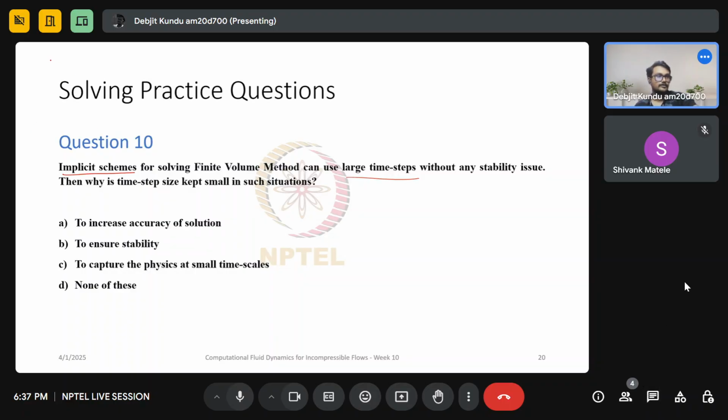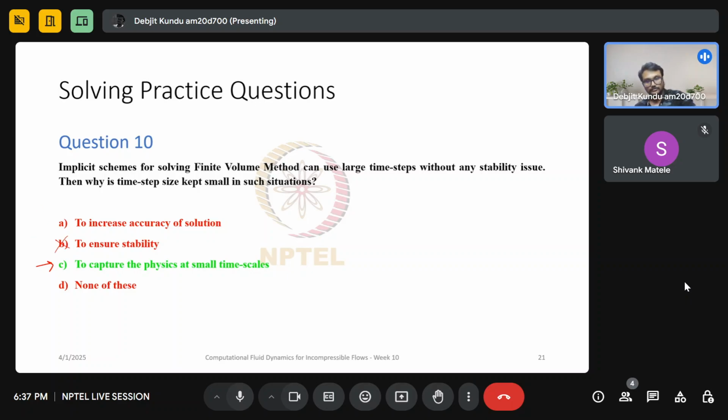Okay, we have got one response in favor of option A, that to increase the accuracy of solution. Let's take a look. So it's actually option C. Let's go through these negative ones one by one. So stability is not the thing. Stability you can use without any issue.